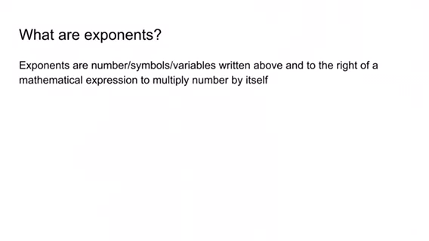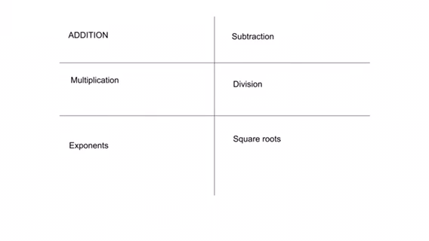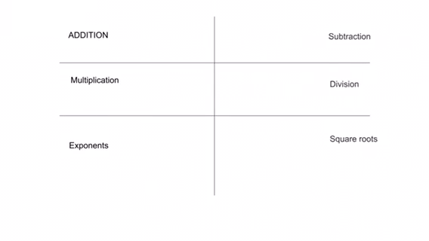What are exponents, you might ask? Exponents are numbers, symbols, or variables written above and to the right of a mathematical expression to multiply a number by itself. Now, let's go on. Exponents are on the top along with square roots, but that's for a different lesson. Multiplication is repeated addition, and exponents are somewhat like repeated multiplication.